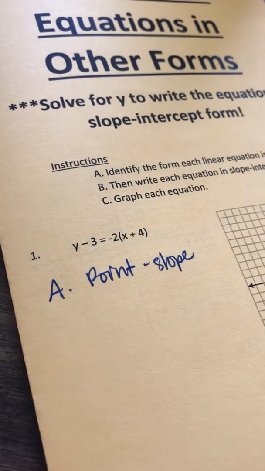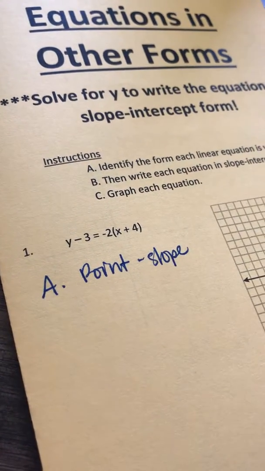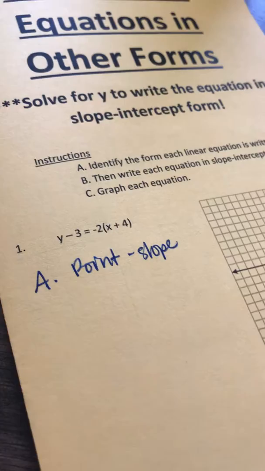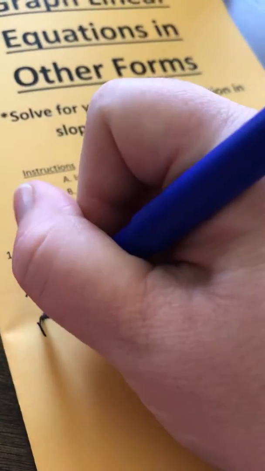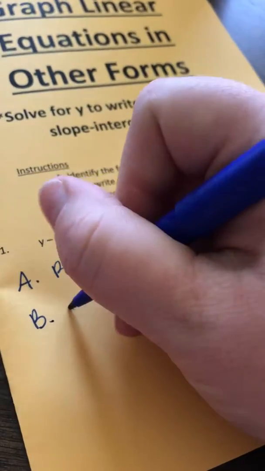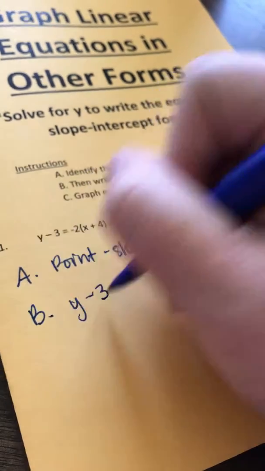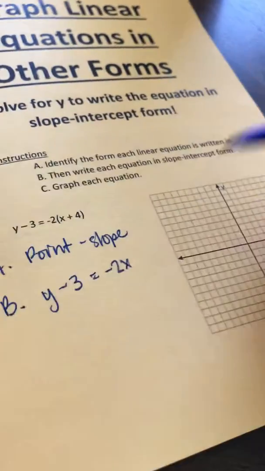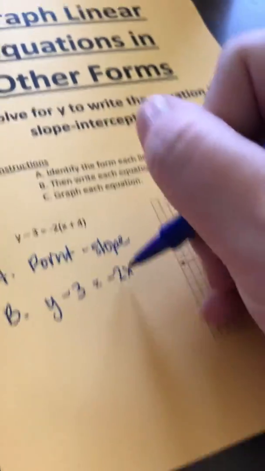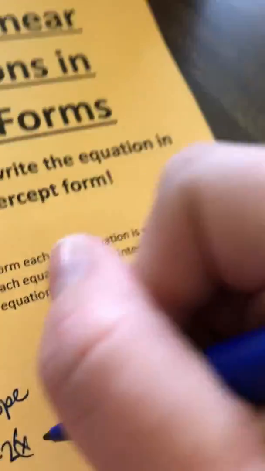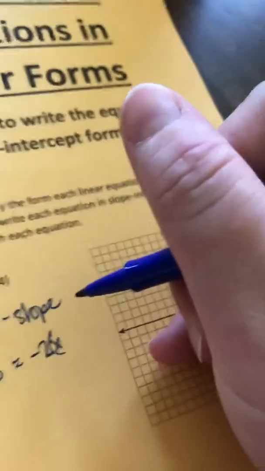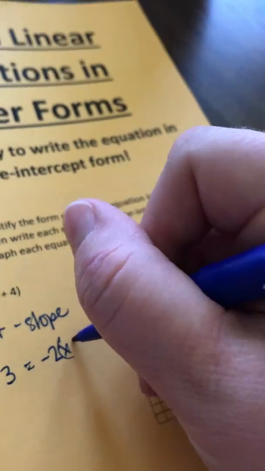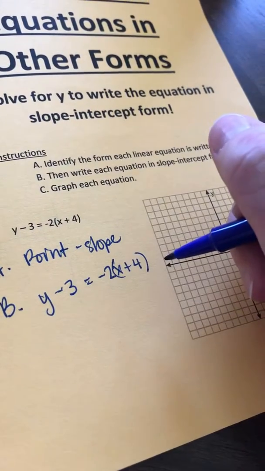The second thing we're going to do is write it in slope-intercept form. So to write it in slope-intercept form, we have to solve for y. So for part B, we have the equation y minus 3 equals negative 2 times the quantity x plus 4. Okay, so there's our equation.